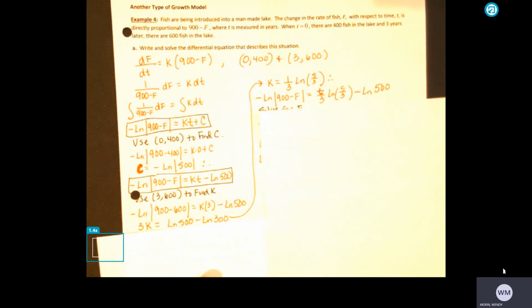So just like before, rewrite the equation with your c value plugged in and your k value. Again, hopefully you tried this on your own, so I'm not going too fast. Otherwise, pause the video and try to get caught up.